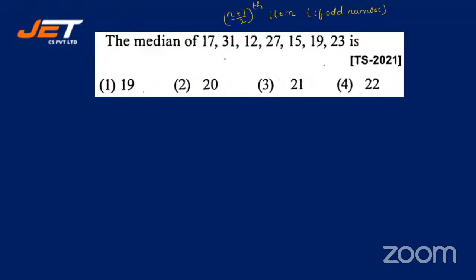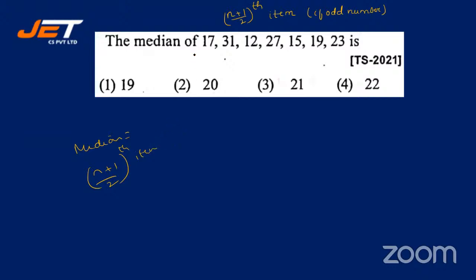The median of 17, 31, 12, 27, 15, 9, 23 is dash. I'm sure you'll be able to do this. Let me give you the formula: it is the n plus 1 by 2th item. Quickly start working it out. The median formula is the n plus 1 by 2th item or observation if n is odd.